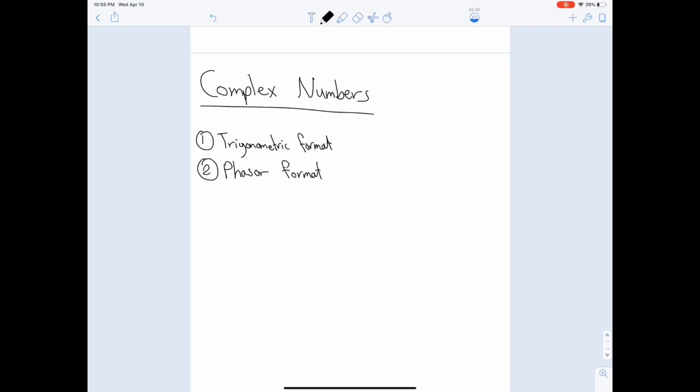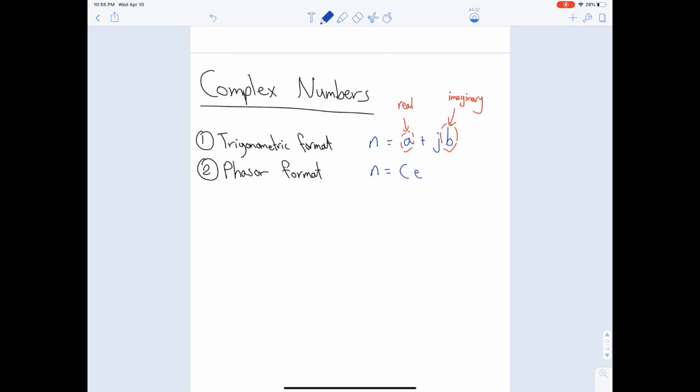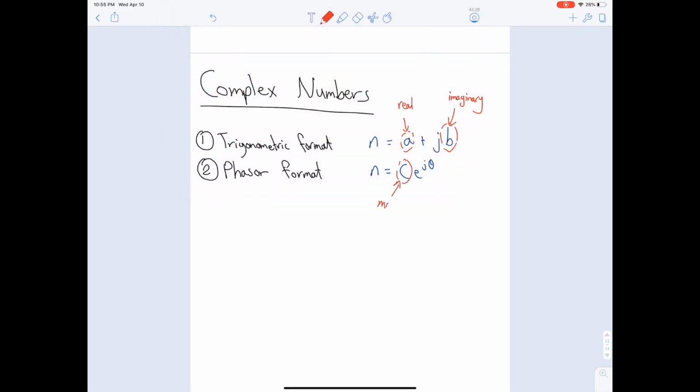Okay? Now, what is the trigonometric format? The form of the trigonometric format is, this is the simple form, a plus jb. A is the real part and b is the imaginary part. Why is b the imaginary part? Because it has j accompanying it. Okay? What is the phasor format? It's N equal to C e to the j theta. What's C? C is the magnitude. And theta is the phase angle.